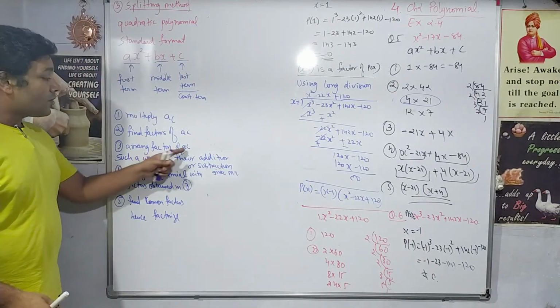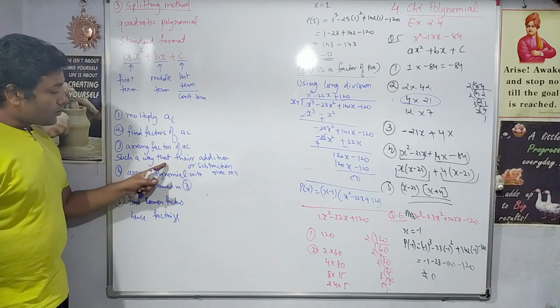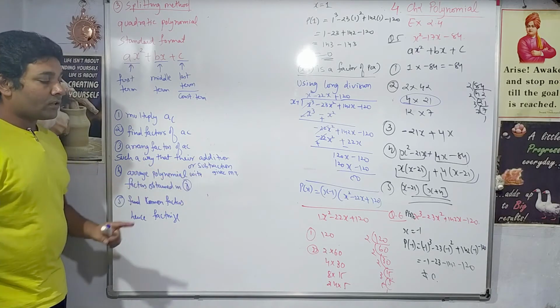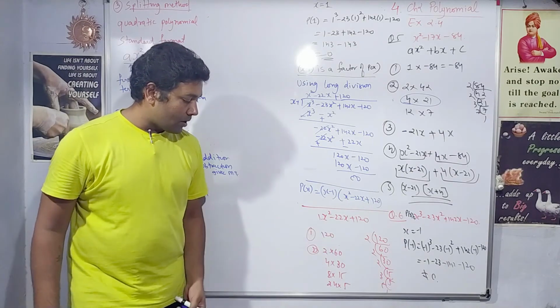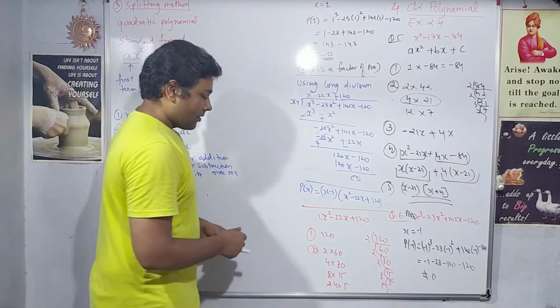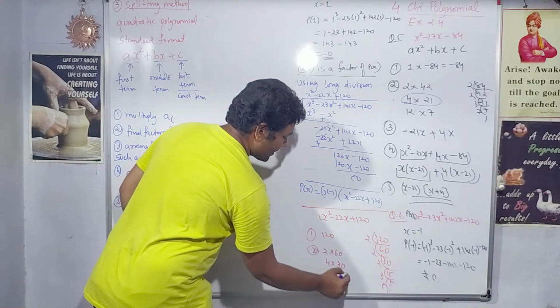So arrange the factors in such a way that their addition or subtraction gives the middle term. So whose addition or subtraction is going to give you the middle term? If you are not blind, then you can see these.